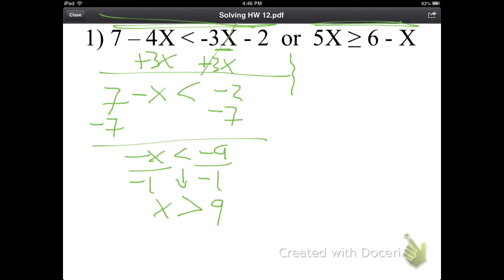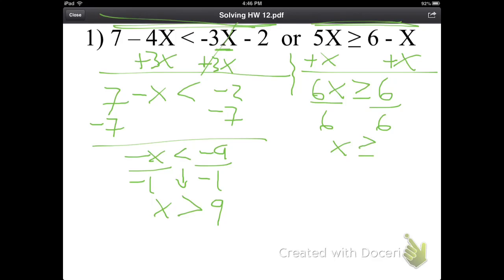And now it's time for our right side inequality. On the left side, I notice that it has a variable term but no other ones, so I'm going to choose the left side for my variable. I get it out of the right side by adding x to get rid of the negative x. What you do to one side, you do to the other. Now I got 6x greater than or equal to 6. I need to divide by 6 to get rid of it. And I got x is greater than or equal to 1, because 6 divided by 6 is 1.